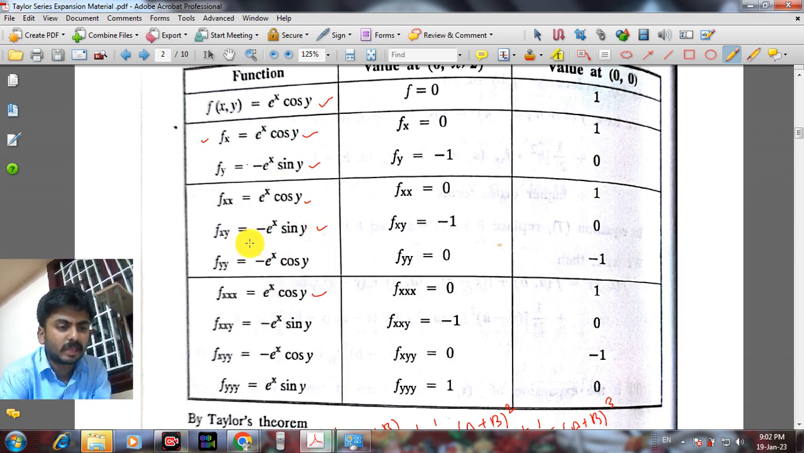So fxy is the same as minus e power x sin y. Once again, if I want to differentiate it again with respect to x, that is fxxy, there will be a minus. The differentiation of e power x is e power x. Since sin y is constant when we are differentiating with respect to x, we get the same term. So minus e power x sin y.